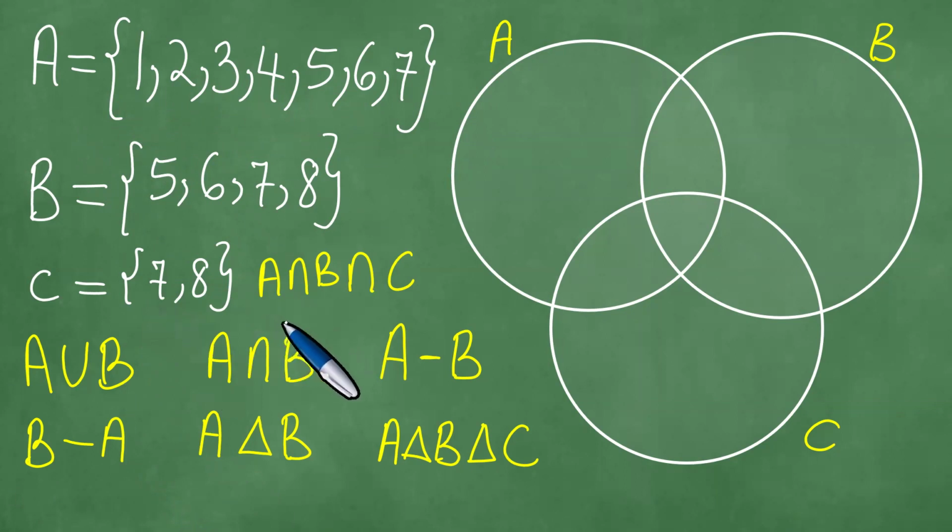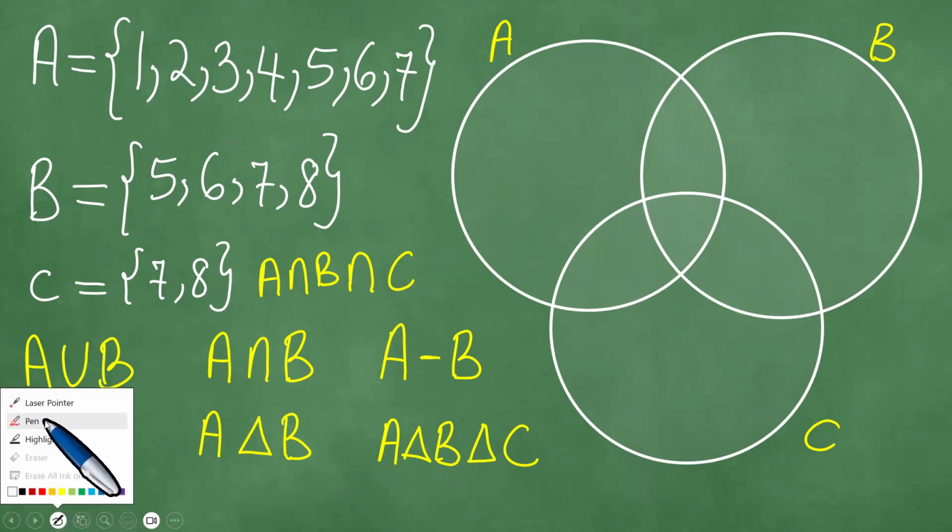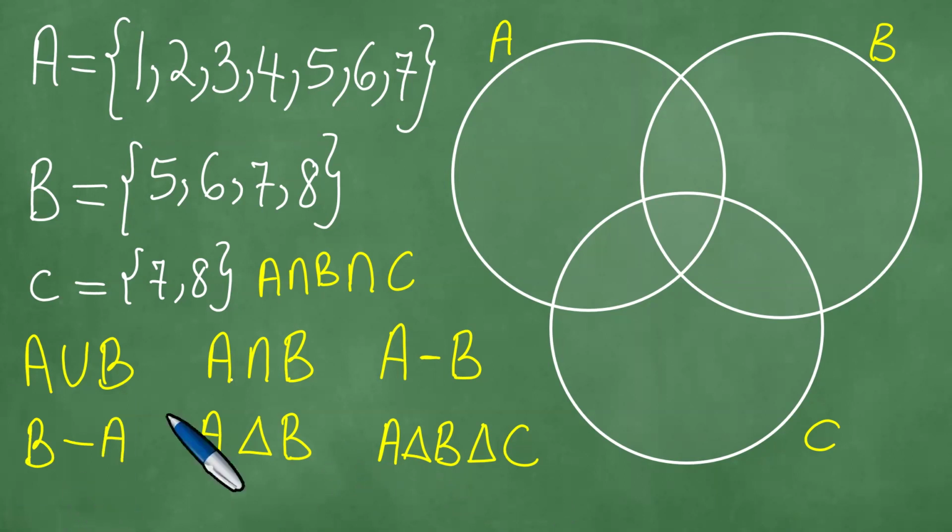We want to find A intersection B intersection C, A union B, A intersection B, A minus B, B minus A, symmetric difference of A and B, symmetric difference of A, B, and C. There are a couple of things that are critically important here for us. But first things first, we analyze the Venn diagrams, but also we look at the fact that the set A consists of the elements 1, 2, 3 up to 7. Okay, but we need to first look also at the intersection.